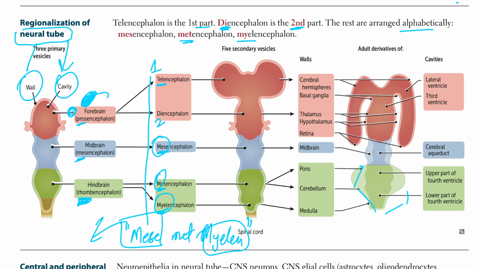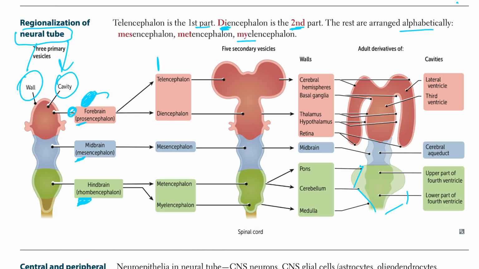And for the top ones, Tel is like 1 and Di is 2. So let's just recall this thing. You have the telencephalon, diencephalon, then Messi is going to be here. Then he's going to meet what? He's going to meet myelin. So here you go, all of that. So now let's look at the five secondary vesicles that form. So the telencephalon, it gives rise to which walls? The cerebral hemispheres and the basal ganglia.